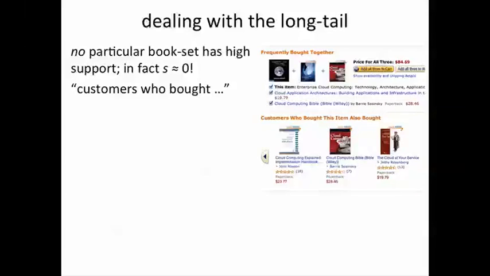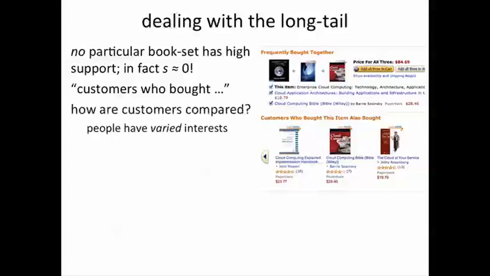Further, things like the customers who bought this item also bought other items. Well, customers need to be compared, and people have varied interests. So how do we choose amongst the books that the customers who have bought this book have also bought? We need some way of choosing from those many choices that each of these customers have made.